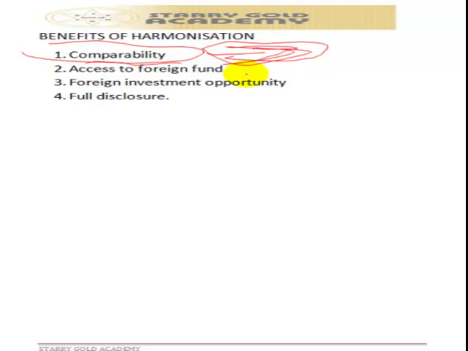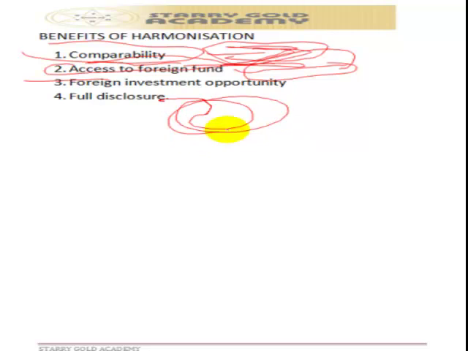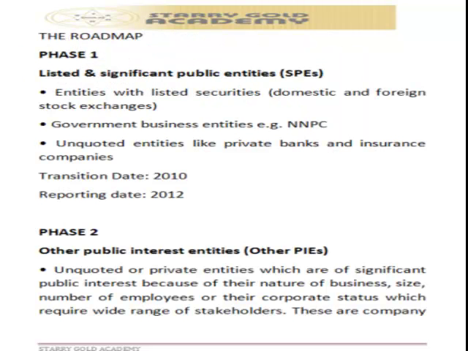That is comparability. Another important benefit of IFRS is that we can easily have access to foreign funds. That is, we can easily have access to foreign loans since our accounts will be very easy for them to understand. There is full disclosure, so they have all that they require in the accounts. Then it may also give us foreign investment opportunities. Another thing is that shareholders will have a full glimpse of what is happening in the entity. That is the full disclosure. So these are the importance of IFRS.